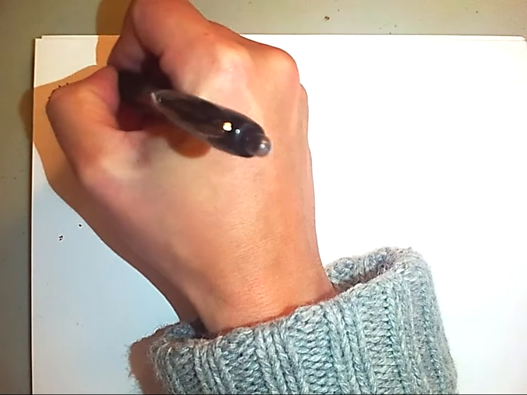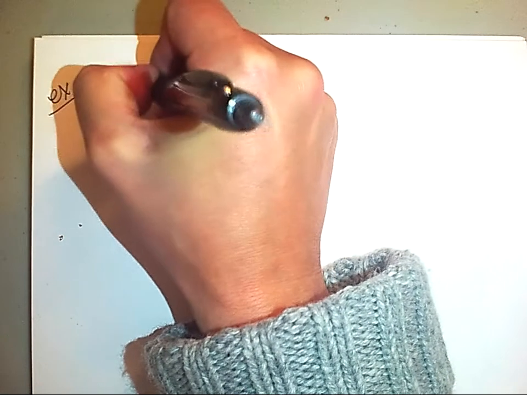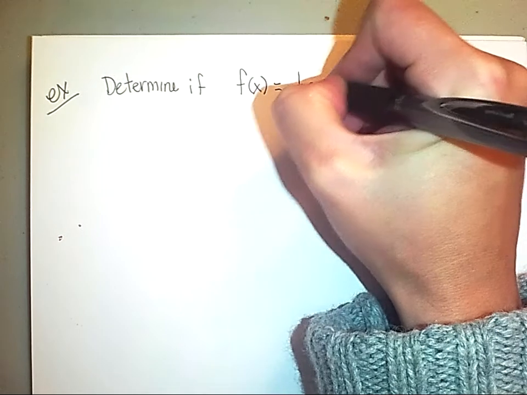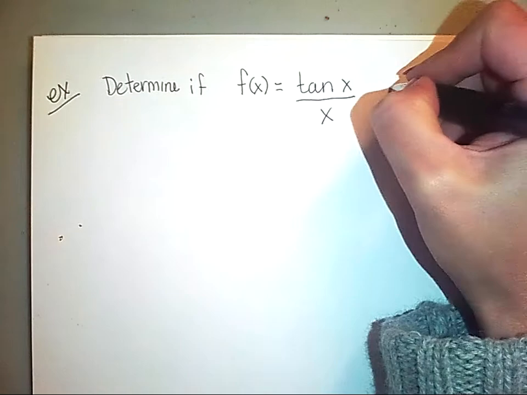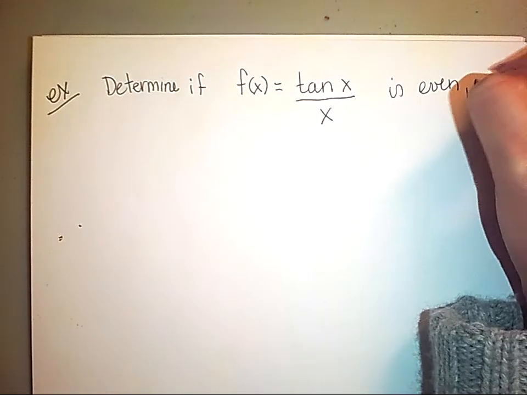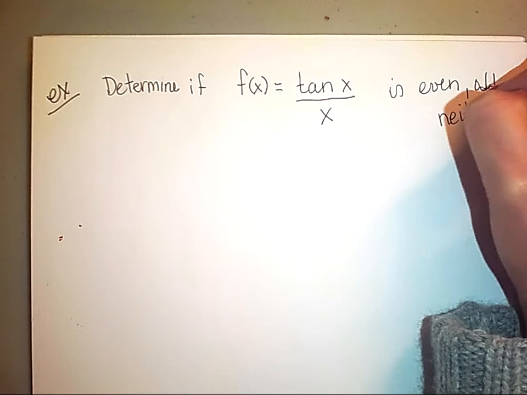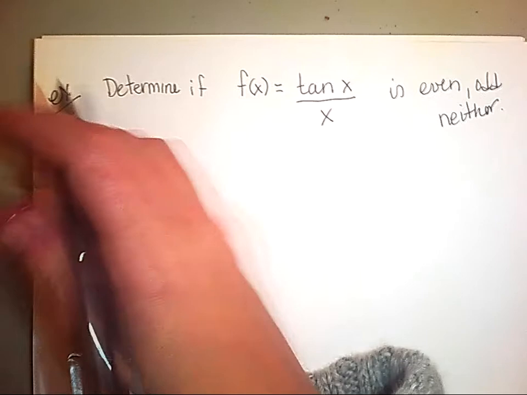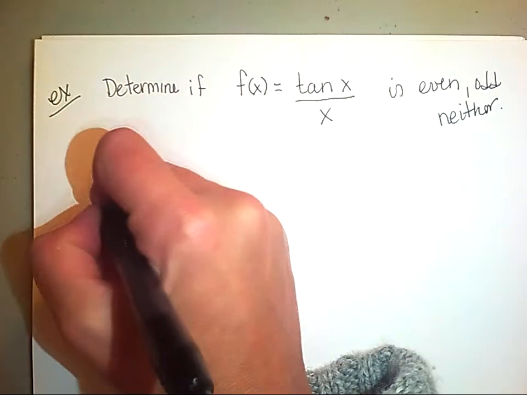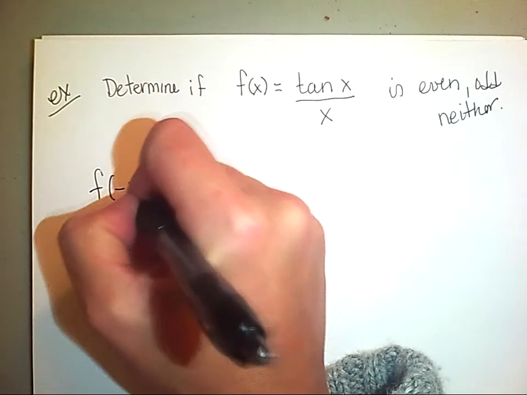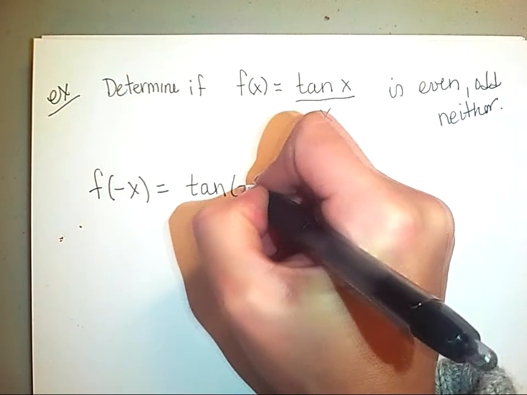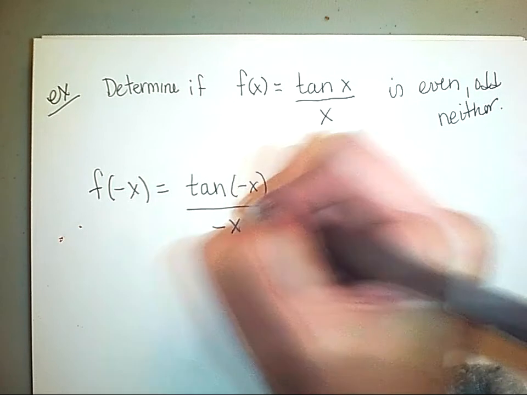Here's another example. Let's determine if a function f of x that's equal to the tangent of x divided by x is even, odd, or neither. Okay, so when we're looking for evenness and oddness, remember the first thing we do is evaluate the function at the negative angle. So f of negative x is equal to the tangent of negative x over negative x.